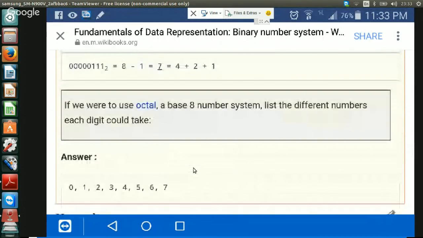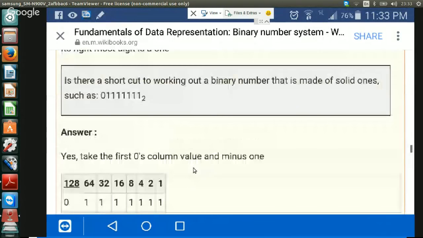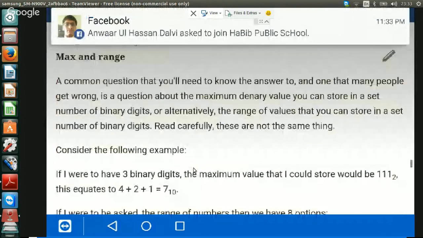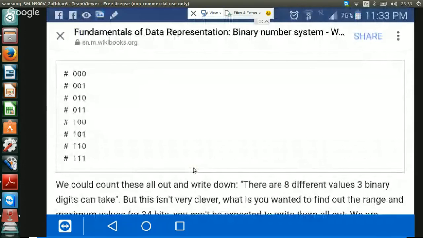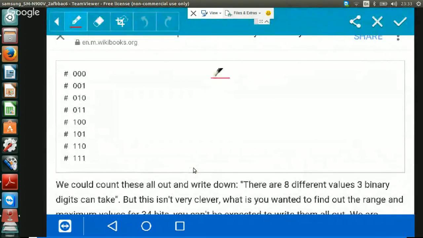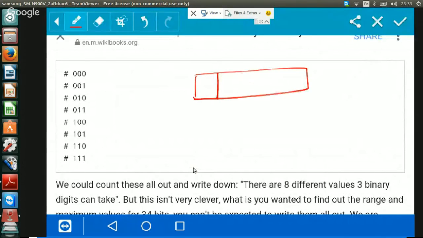All right. So what if we have a decimal number? Can we do one more example? I guess let's move on with it. It's pretty easy. Max and range. So this is a good thing. This is a thing that they will ask you questions about. For example, if they give you a register, for example, this is a register and it's 1, 2, 3, and 4 bit long, right?